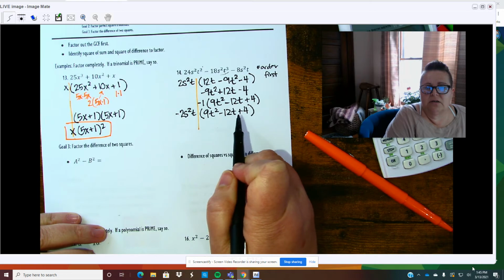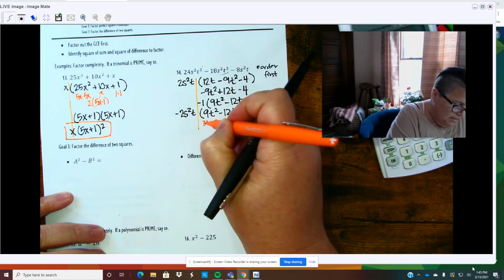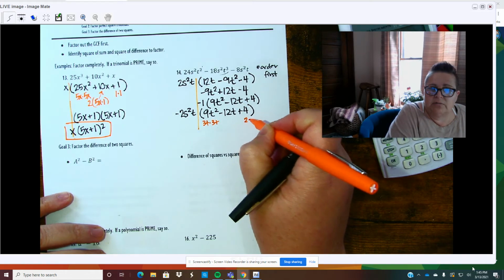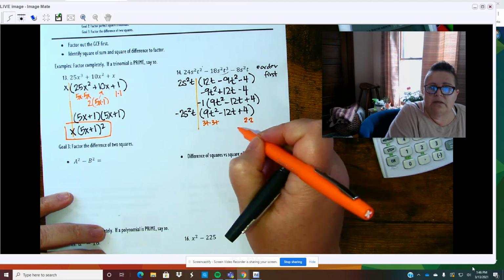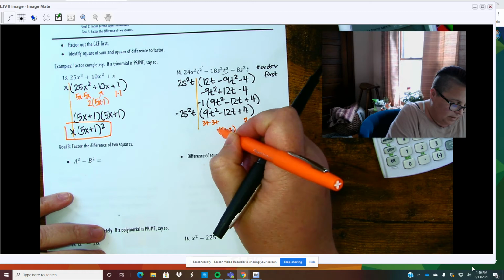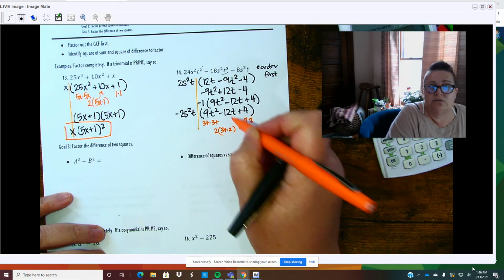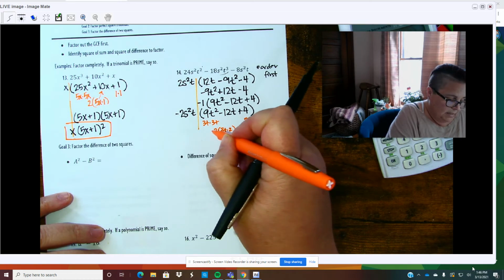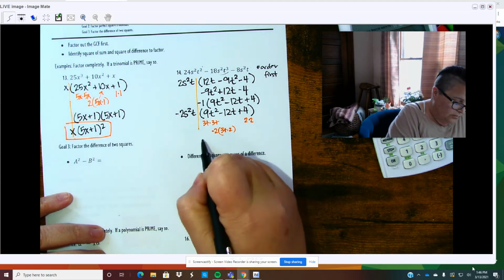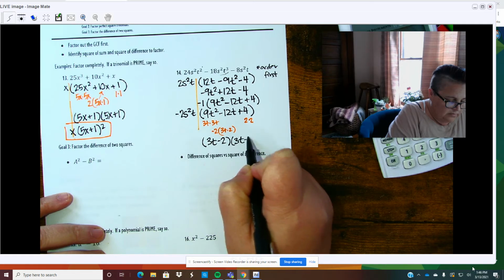now let's see. 9t squared is a perfect square. That can be 3t times 3t. 4 is indeed 2 times 2, also a perfect square. If I take one from each, 3t times 2, and I double it, do I get the middle term? That's 6t times 2, that's 12t, but I would need to go negative here. So this would factor into 3t minus 2, 3t minus 2.